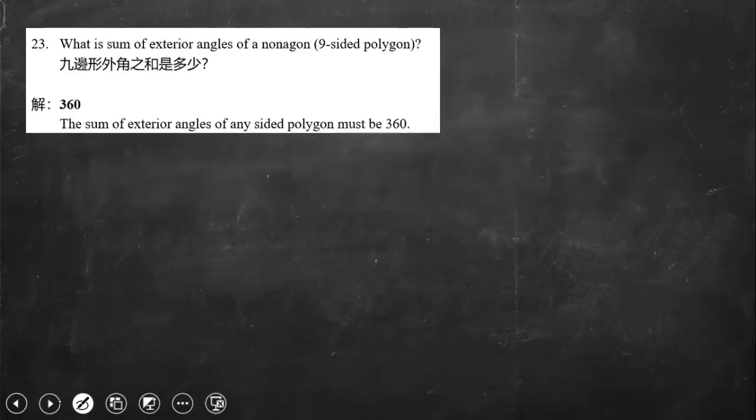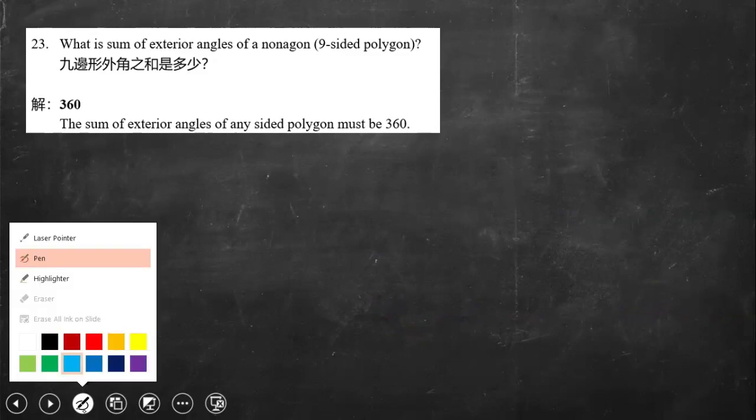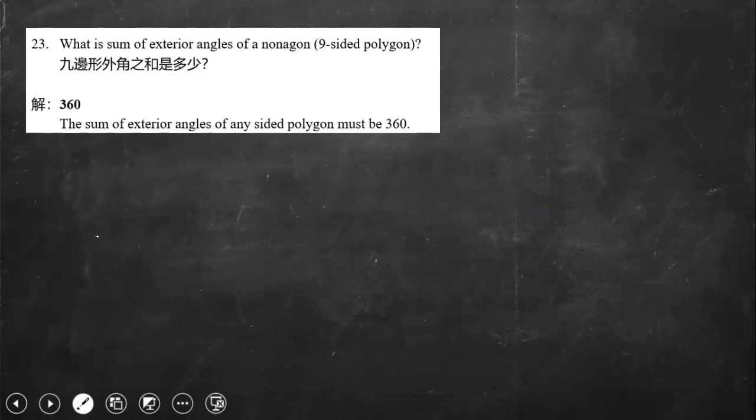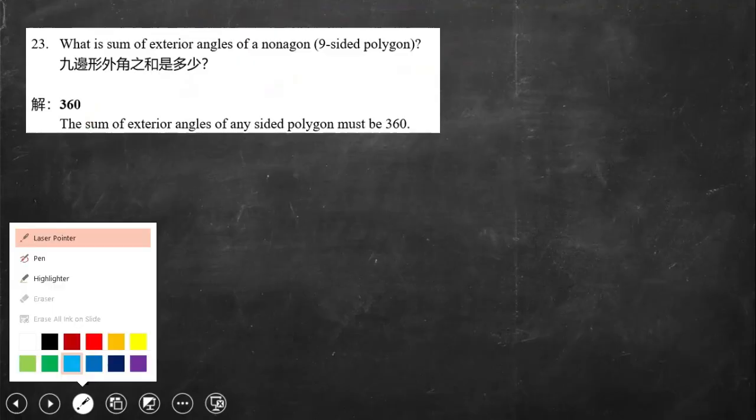Okay. Moving on. What is the sum of exterior angles of a nonagon? Know that the sum of exterior angles of any sided polygon must be 360. We don't need to compute for this one because it's a given that all polygons have exterior angles that add up to 360, always.